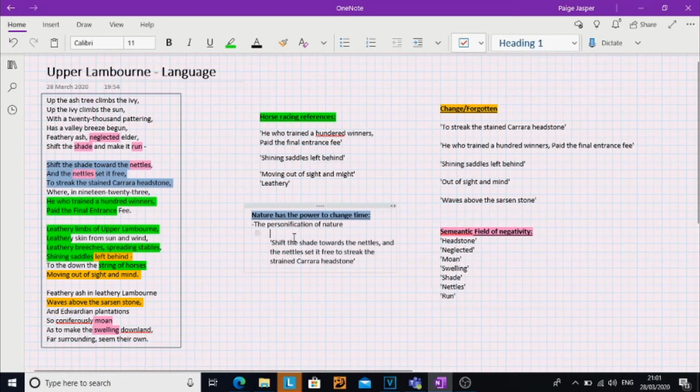We can also see that nature has the power to change time, through the personification of nature in the poem. So you have shift the shade and make it run, shift the shade towards the nettles, and the nettles set it free to streak the strained Carrara's headstone. So this quote personifies nature itself. And nature is set free to streak the strained Carrara stone. So for nature to streak such a high value possession, like we said before, the Carrara stone, it shows how nature has the power to change time.